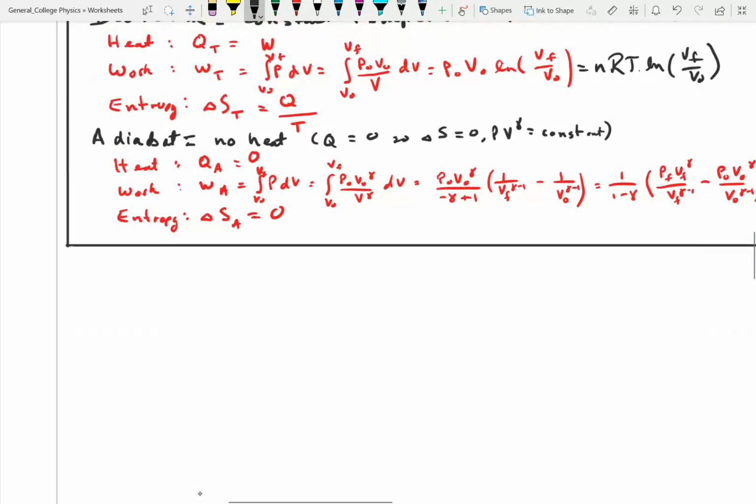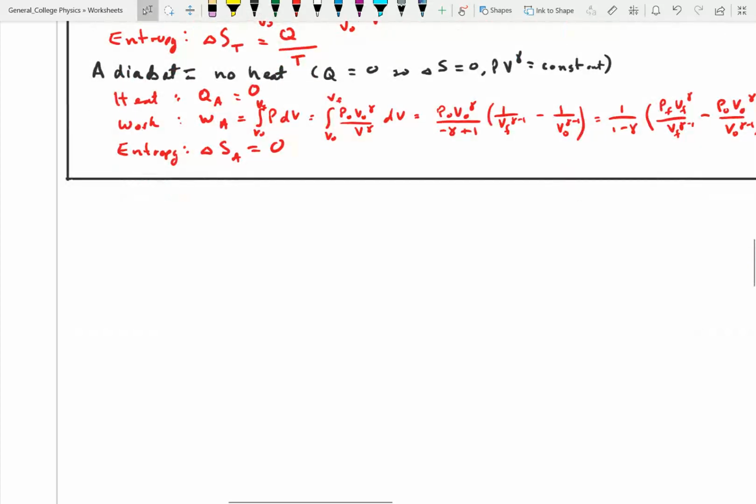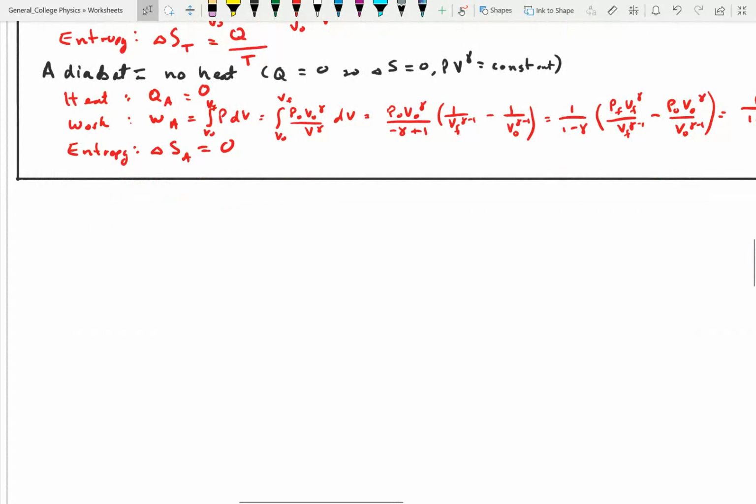And finally, for an adiabatic process, I don't have an adiabatic process in this problem here. I probably should have put one in. Adiabat means that the heat is 0. There's no heat. And since entropy change is the heat over temperature, if the heat is 0, there is no entropy change. So it's also called an isentrope, constant entropy.